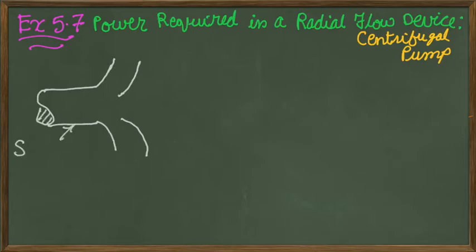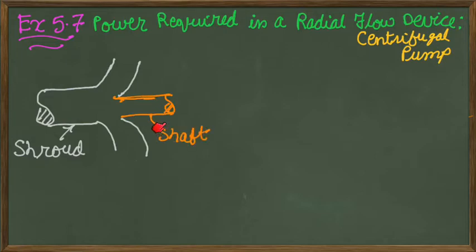So this is the stationary element of the centrifugal pump. This is a hollow element called a shroud, where the water enters axially and then it moves radially. This is the rotating element called the shaft. Note that this shroud is a hollow element and this shaft is a solid element.